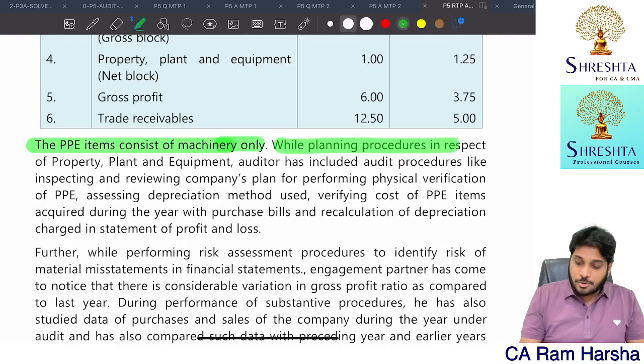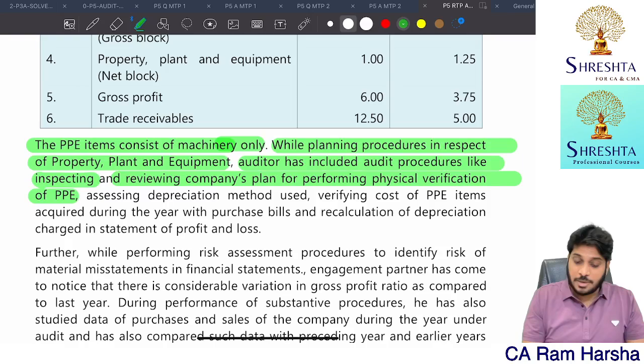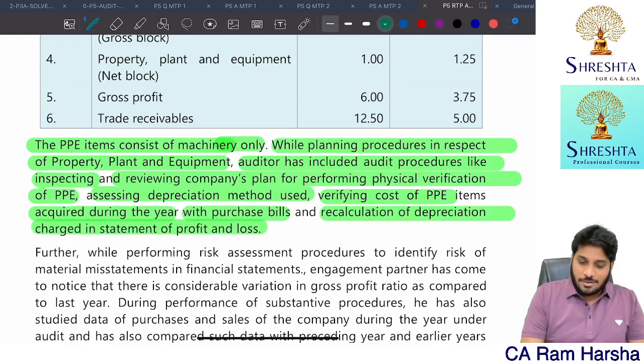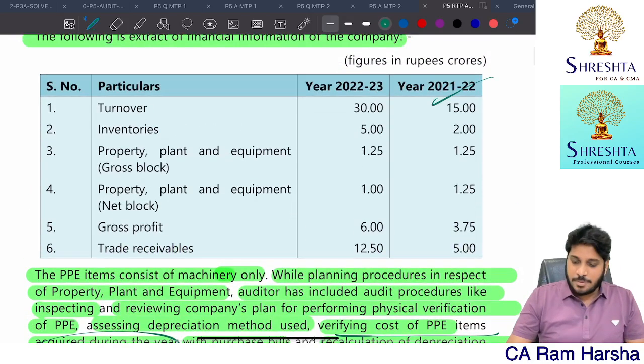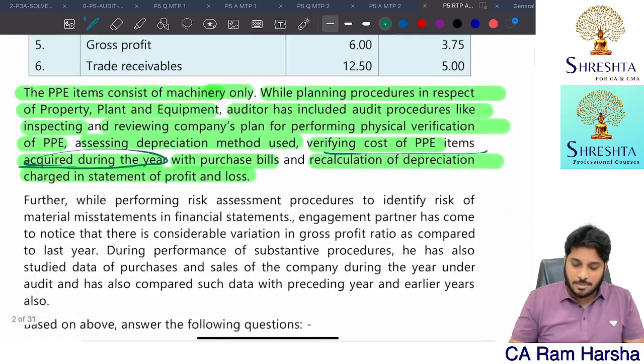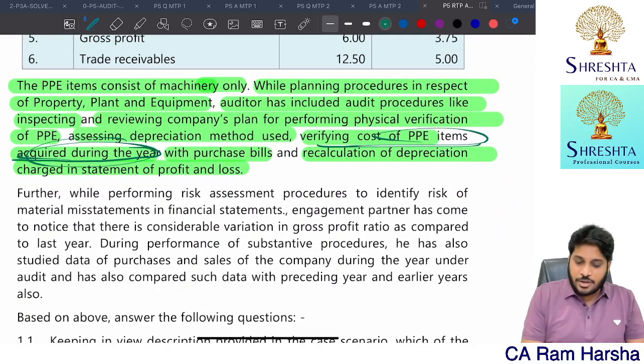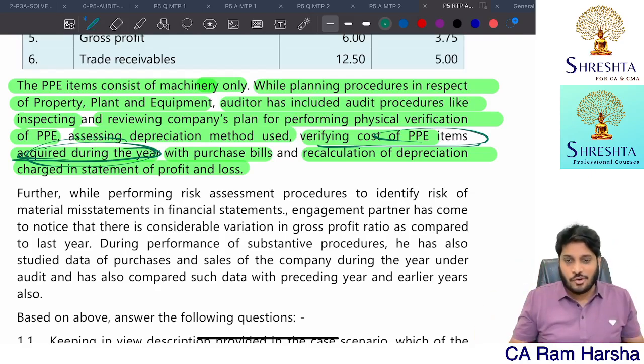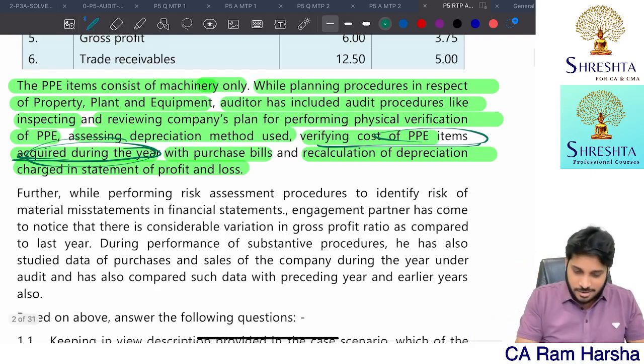While planning procedures in respect of PPE, the auditor has included audit procedures like inspecting and reviewing the company's plan for performing physical verification of PPE, assessing the depreciation method used, verifying the cost of PPE acquired during the year with the purchase bills, and recalculation of depreciation. What did they acquire? Last year PPE, this year gross PPE, both are the same. So why is verification of cost of PPE acquired required? They didn't acquire anything, no? Why are you planning that?